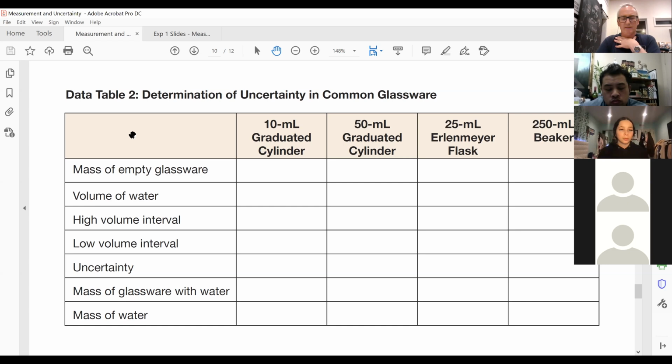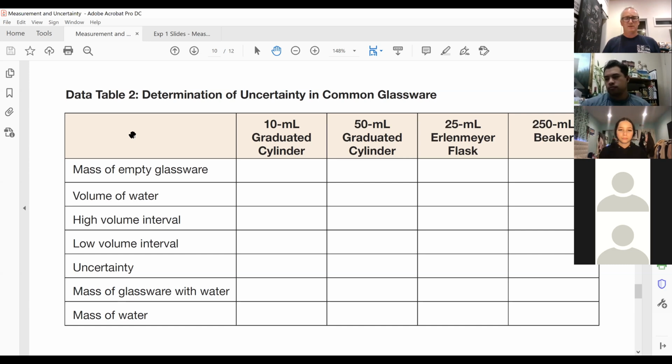For data table number 2, the uncertainty row, for example, when we were doing the example of the 50 milliliter cylinder, would I write like 0.5 plus or minus in that box? Is that what we're supposed to write in that row? I think it's the difference between the high and the low interval divided by the volume. The uncertainty? Yes. So it'd be the difference between the high and the low divided by the volume of whatever it is you're measuring.